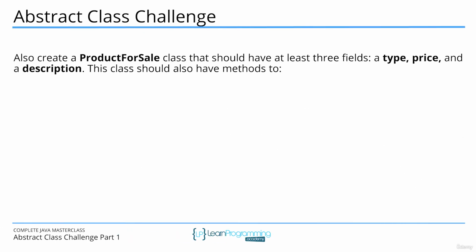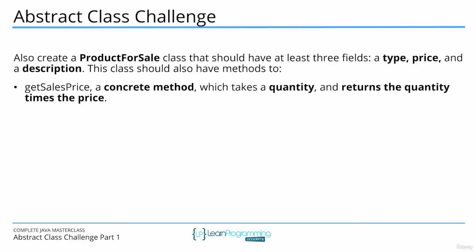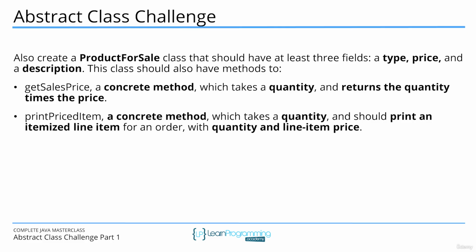Also, create a product for sale class that should have at least 3 fields: a type, price, and a description. This class should also have methods: get sales price, a concrete method, which takes a quantity and returns the quantity times the price. Print priced item, a concrete method, which takes a quantity and should print an itemized line item for an order with quantity and line item price.